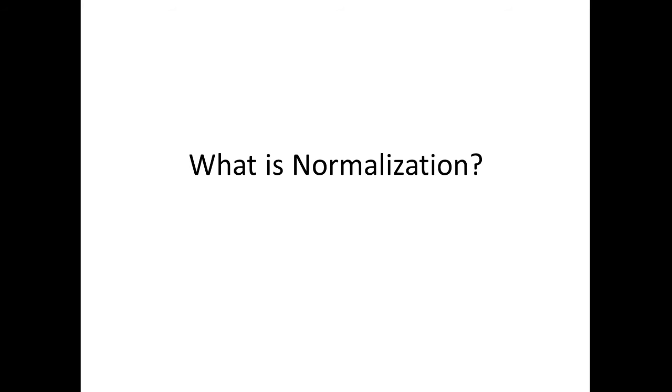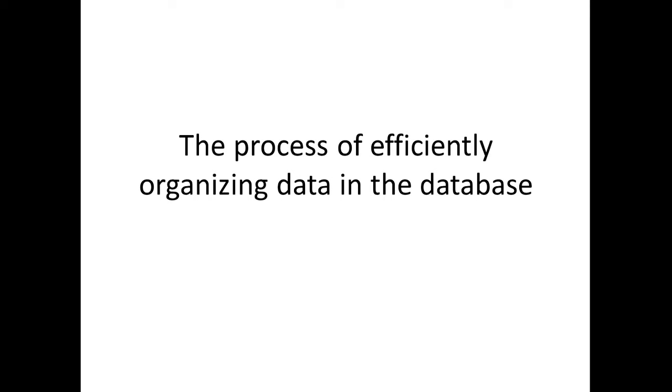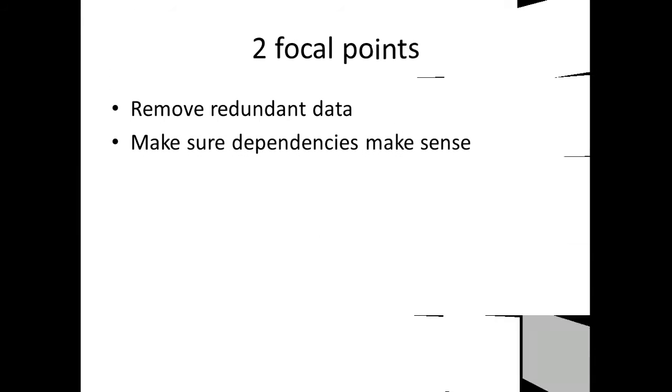So, what is normalization? Normalization is the process of efficiently organizing data in the database. Now, when it comes to normalization, there are two main focal points: the removal of redundant data and making sure that dependencies make sense. Both of these focal points are centered around organizing data. So when you're talking about normalization, it's primarily associated with simply organizing data in the database.